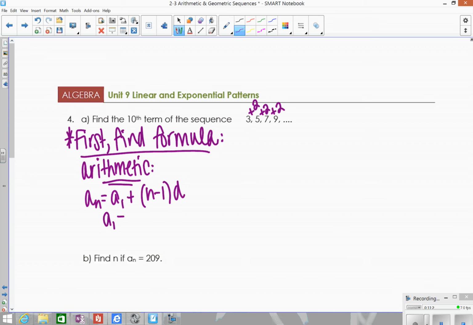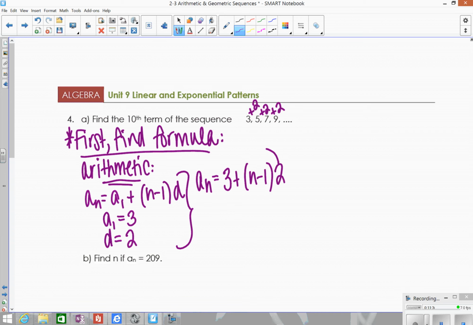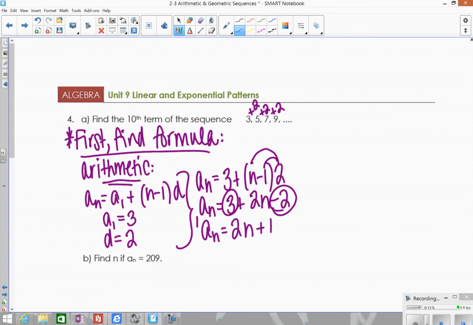a1 is the first term, which is 3. d equals 2, the common difference. Plug those in and then we'll simplify. So a sub n equals 3 plus n minus 1 times 2. Then you're going to distribute to simplify and combine like terms. So we have 3 plus 2n minus 2, so we end up with 2n, and then combining these, we have plus 1 at the end. So here's our formula. Now remember, if you write this as 1 plus 2n, that's fine, because addition is commutative, you can switch the order. It doesn't make a difference.